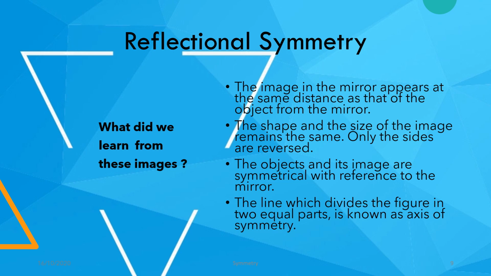Now keep one thing in mind. When it is only one dotted line, it is called an axis, A-X-I-S. When there is more than one dotted line in the figure to have symmetry, they are called axes, that is A-X-E-S. Okay.